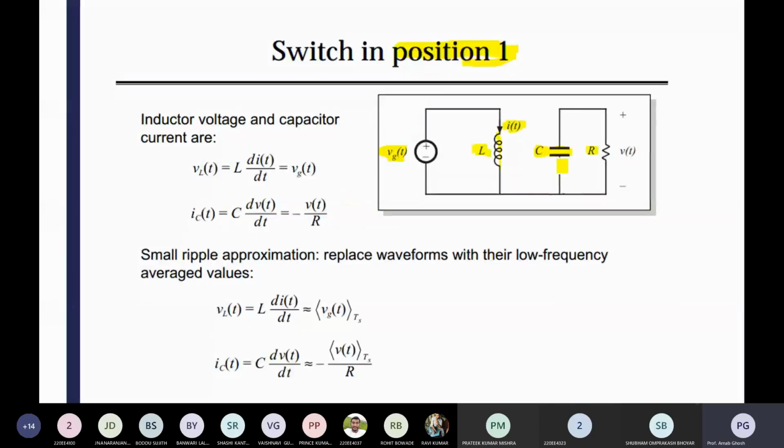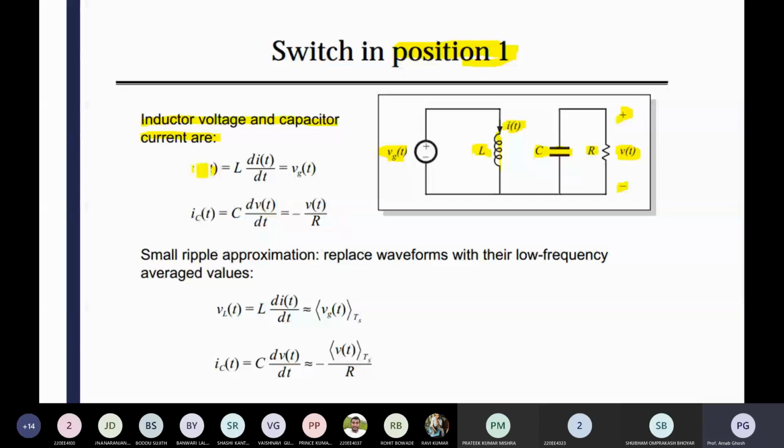You can consider it like that. Initially it is already charged because you are considering the steady state condition, so definitely the capacitor is already charged. Your output voltage is the Vt voltage, with plus and minus both there. As per your Vt voltage, that is your output and Vg is your input. So we have the inductor voltage, inductor current, and capacitor currents.